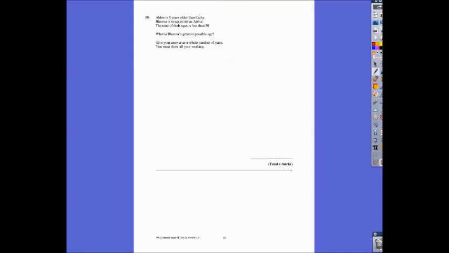Question 19. Abby is 5 years older than Kathy. Bavner is twice as old as Abby. The total of their ages is less than 30. What is Bavner's greatest possible age? Well, if I call Abby x years old, she's 5 years older than Kathy, so Kathy would be x minus 5, or 5 years younger than Abby. And it also says that Bavner is twice as old as Abby, so that would be 2x.